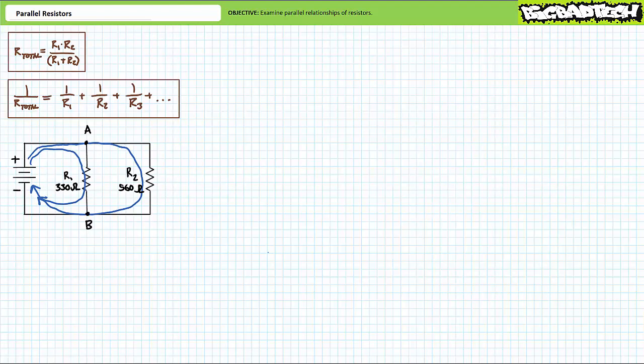Here's an example of a parallel circuit consisting of resistor 1 having a value of 330 ohms between node A and B, and resistor 2 having a value of 560 ohms also between node A and B. Any source current emanating from the positive terminal of the source has a choice of traveling through resistor 1 or resistor 2. Given not one but two paths to choose from, this implies that the source effectively sees less resistance than if the circuit were composed of just a single resistor.